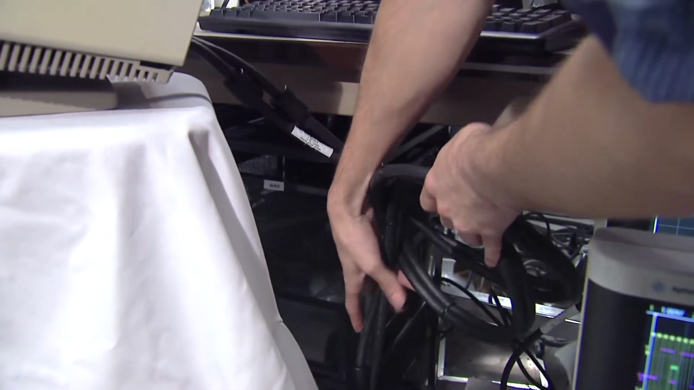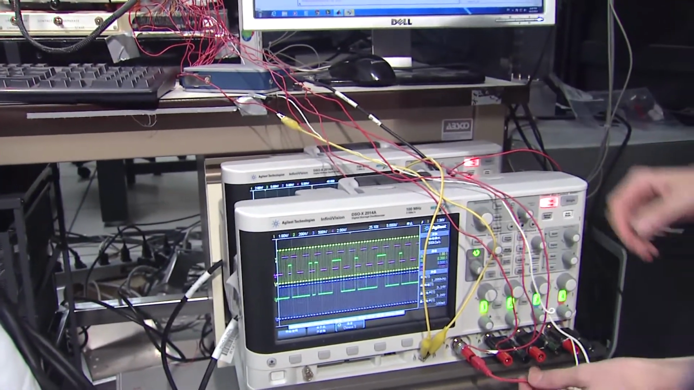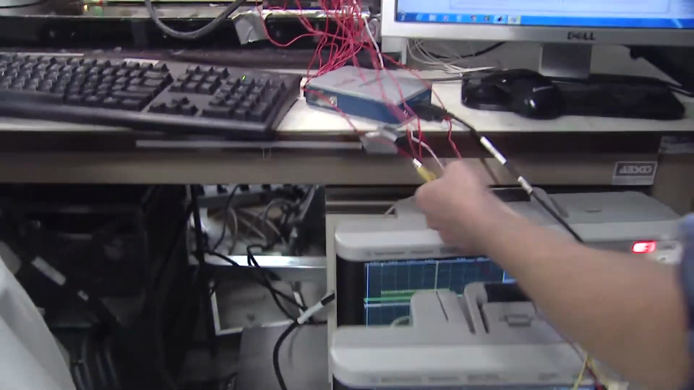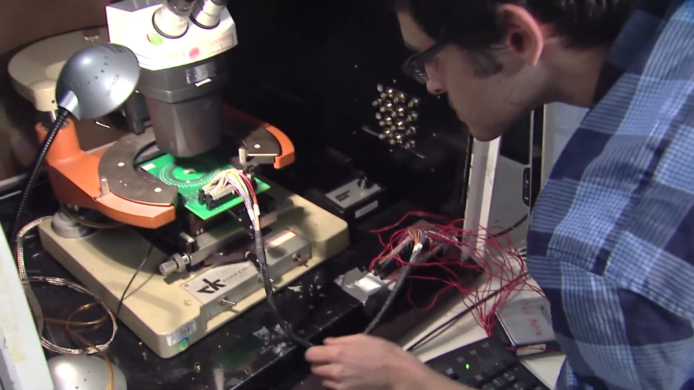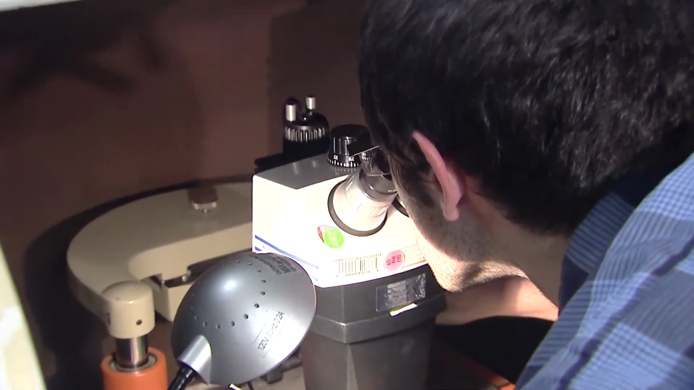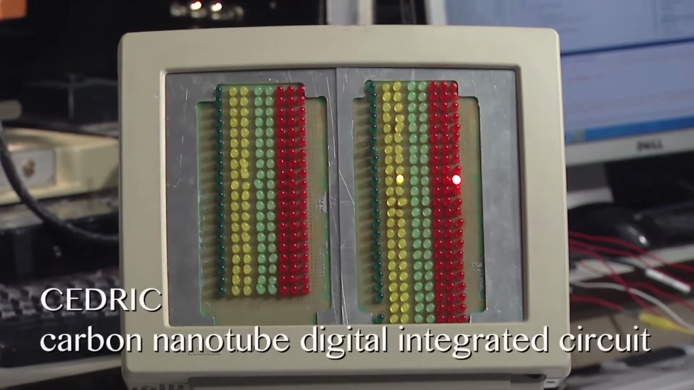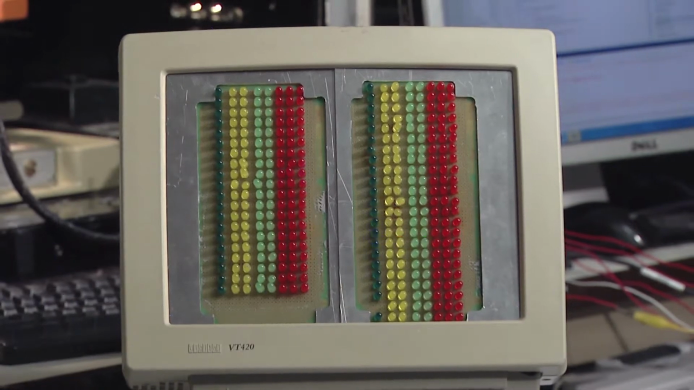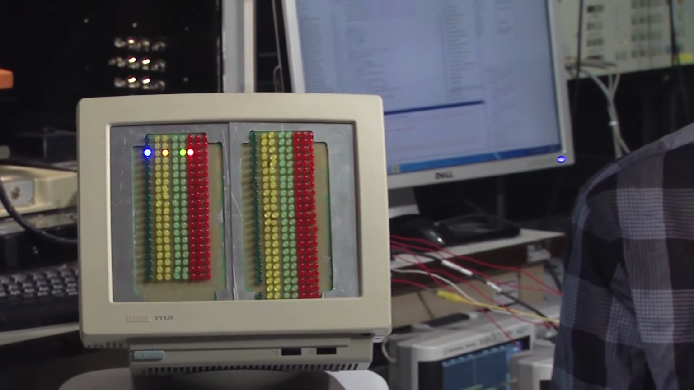By overcoming these inherent imperfections, and by developing robust fabrication techniques specifically for carbon nanotubes, we're able to demonstrate for the first time some larger scale useful circuits using carbon nanotubes. Now, I'll show you two of the more recent circuits we've built using carbon nanotube transistors. Meet Cedric, the carbon nanotube digital integrated circuit. Cedric is the first computer built entirely using carbon nanotube transistors.